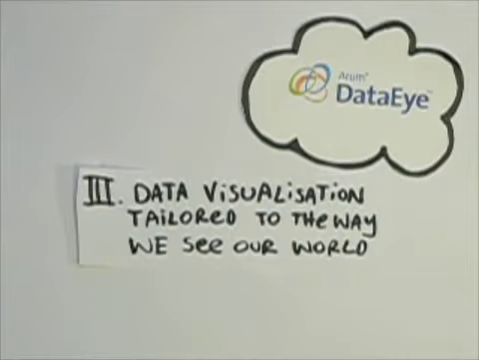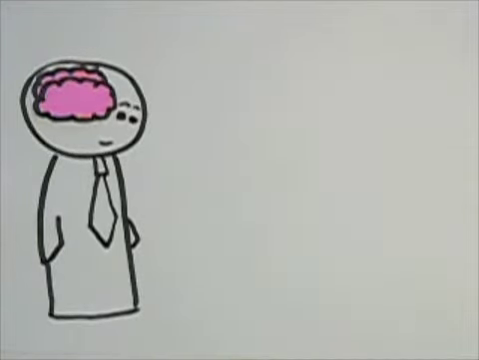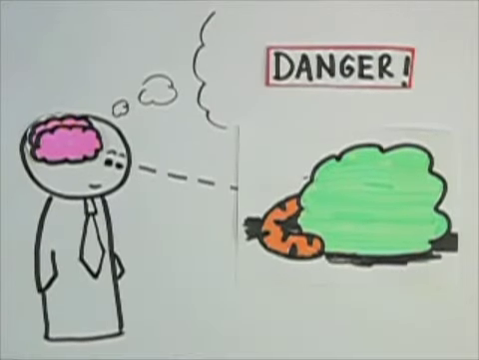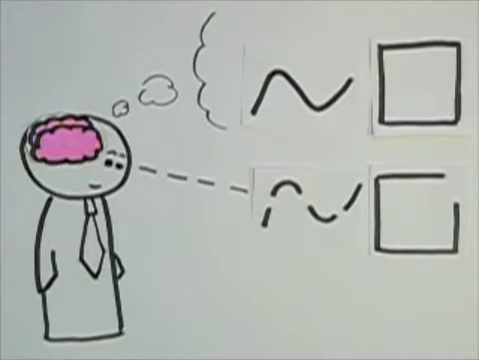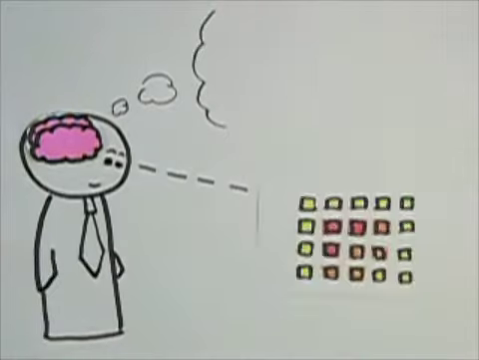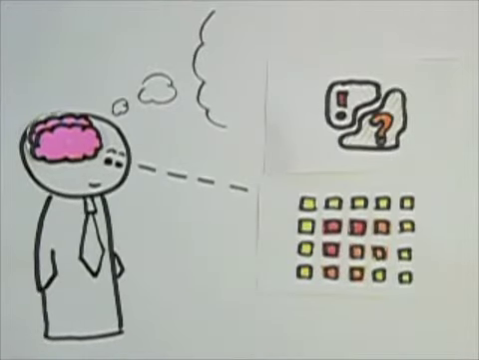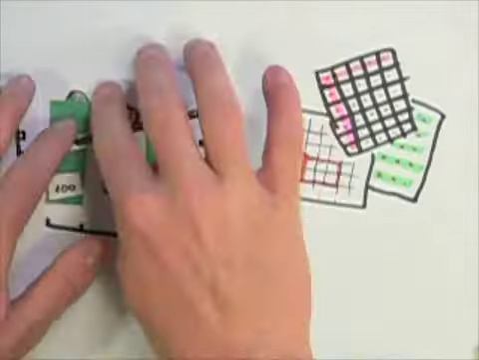Arum DataEye, data visualization, tailored to the way we see our world. Our brain evolved to use visual clues to our advantage, even when we have incomplete information. Today, we can harness principles of perception to communicate data in a more meaningful and unobtrusive way. Using color, position, shape, and motion, good charts can tap into the pre-attentive, pre-conscious mechanisms.